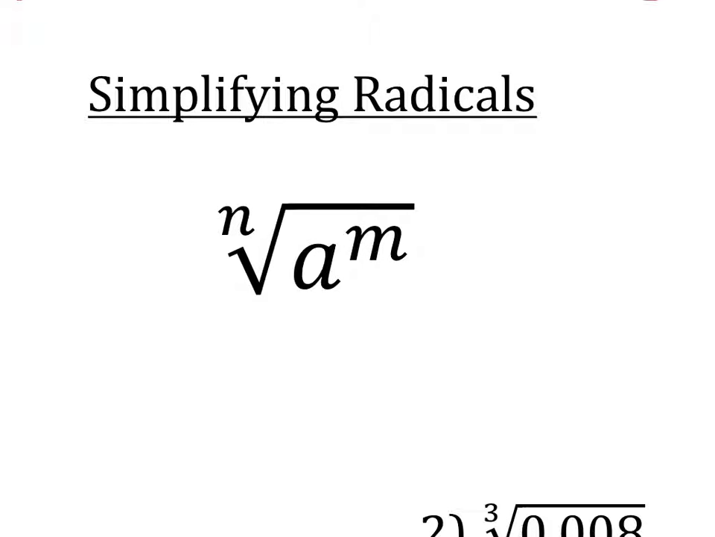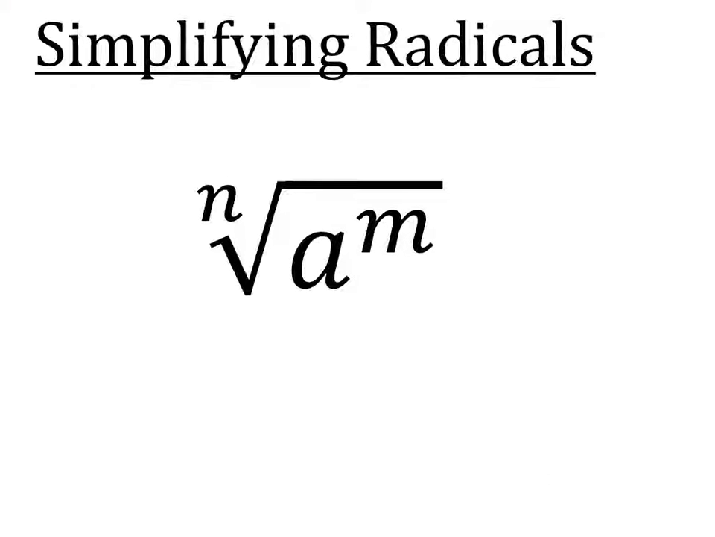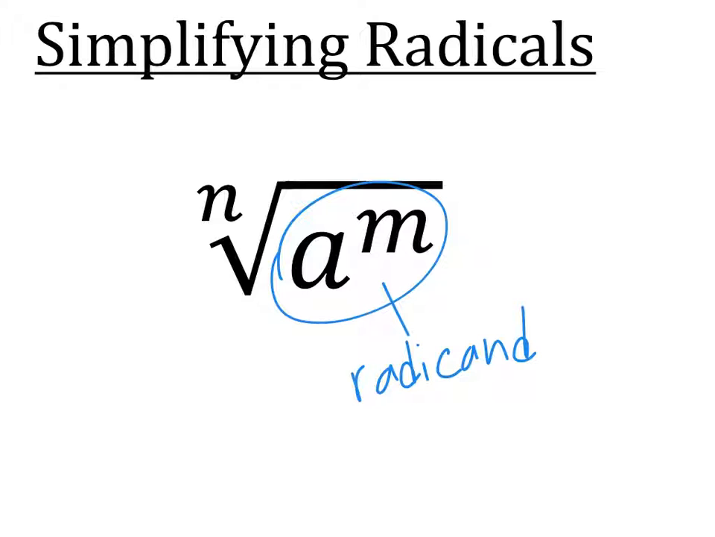Okay, so let's look at a radical. A radical looks like a square root or some kind of root. Let's talk about what these parts are called. This part that's inside is called the radicand. So the part that's inside the radical, we call that radicand. And the root, or how many roots we're supposed to take, this we call the index.